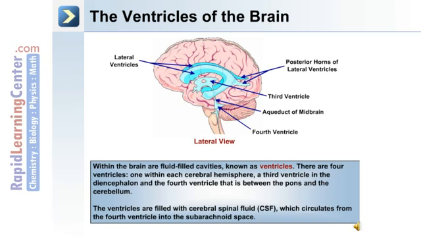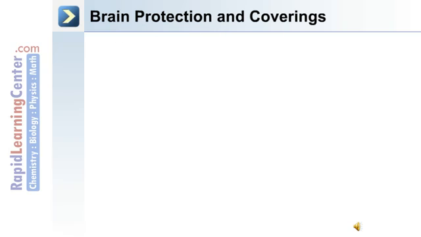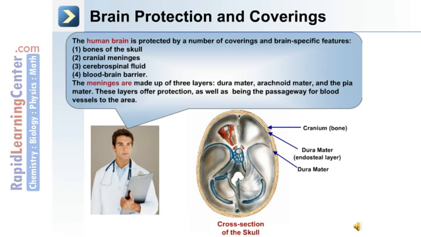Deep within the brain are the ventricles. These contain CSF, or cerebral spinal fluid. There are 4 ventricles in total, one within each cerebral hemisphere, a third ventricle in the diencephalon, and the 4th ventricle between the pons and the cerebellum. The ventricles are filled with CSF, which circulates from the 4th ventricle into the subarachnoid space and the rest of the central nervous system. Near the surface of the brain are the protective coverings.